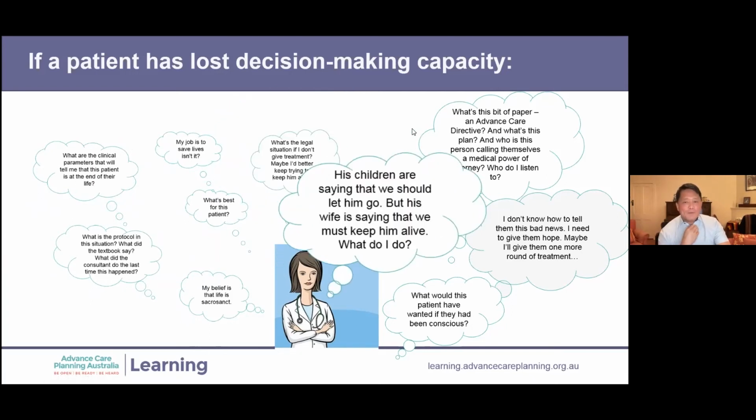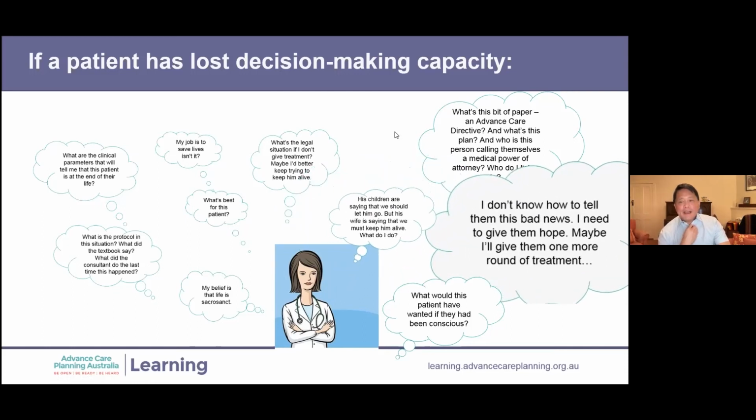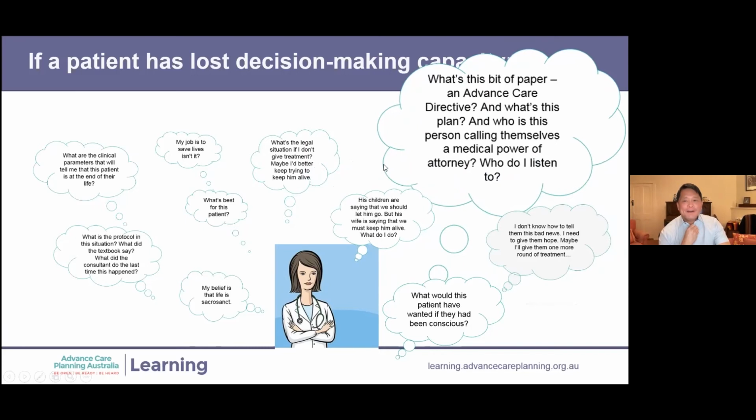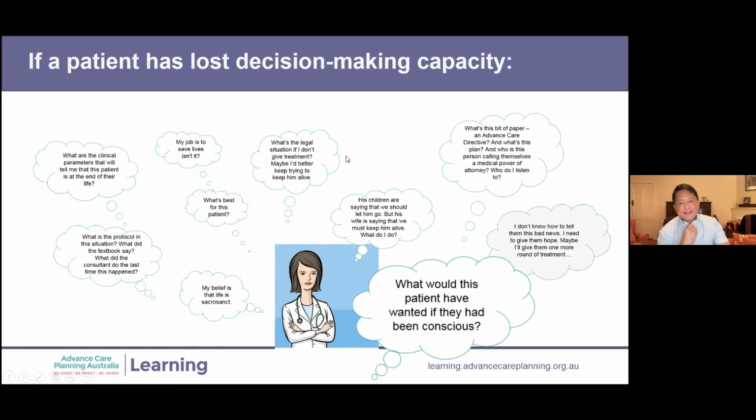His children are saying, well, we should let him go, but his wife is saying that we must keep him alive. What do I do? That's a common dilemma. I don't know how to tell them this bad news. I need to give them hope. Maybe I'll give them one more round of treatment. I think we can all say we've been down that line before. What's this bit of paper, an advanced care directive? What's his plan? Who is this person calling themselves a medical power of attorney? Who do I listen to? And finally, what would this patient have wanted had they been conscious?